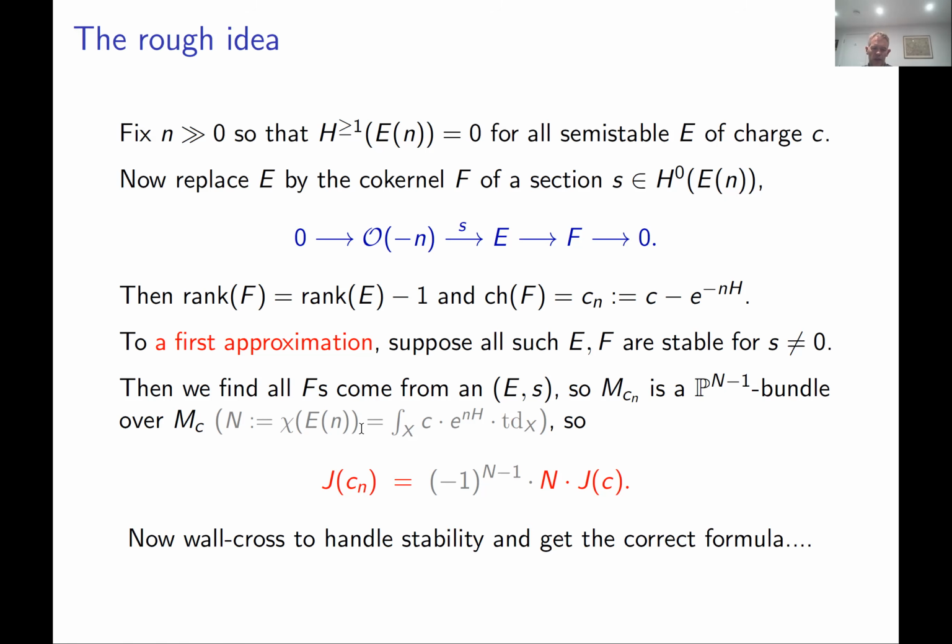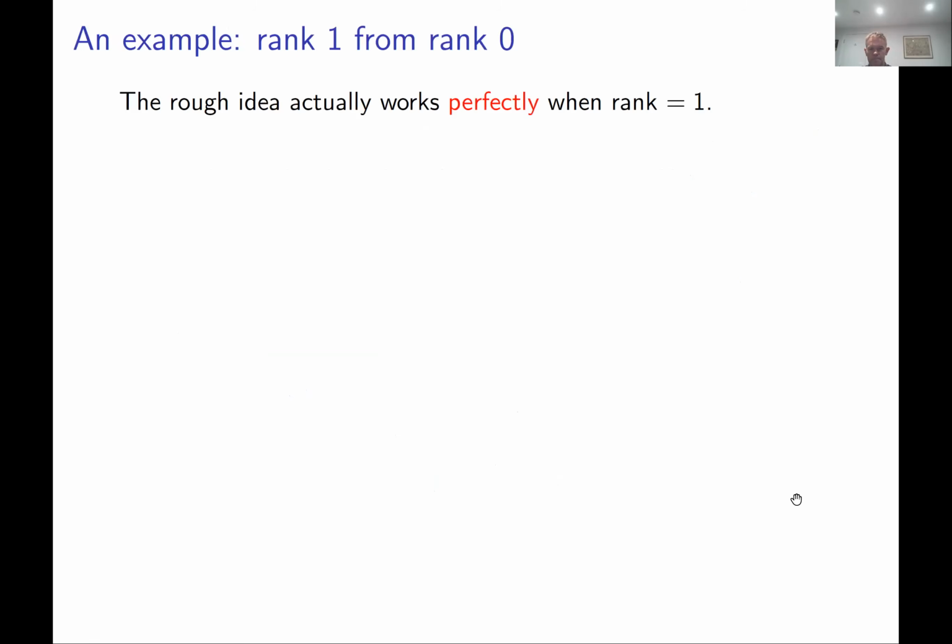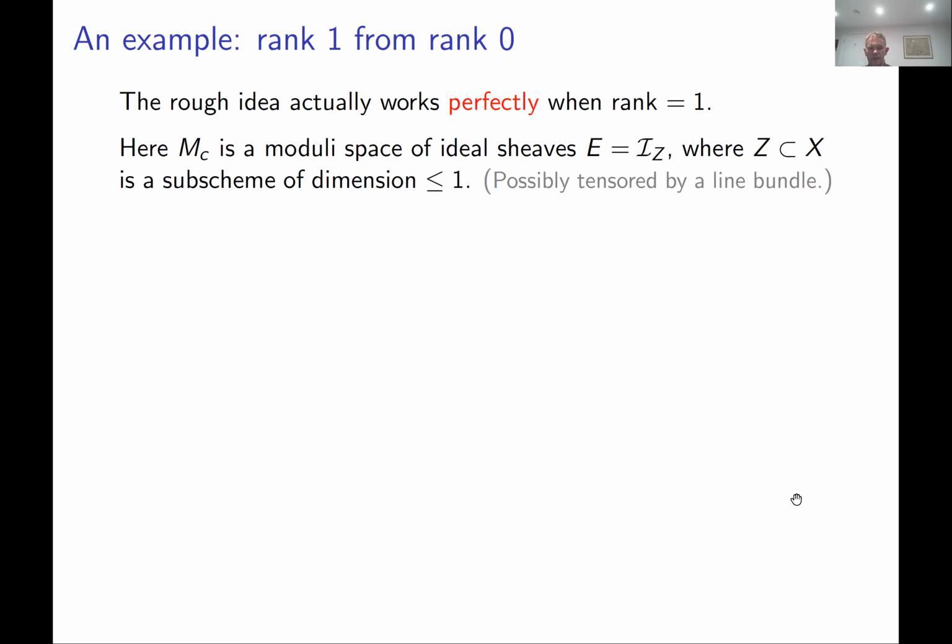And now what we're going to do is wall cross to handle stability and make this sort of fantasy come true. And when we do that, we'll get all kinds of corrections. And they'll be in some sense lower order terms, and we have to make that precise. And that's where we'll get a complicated induction going. So this sort of fantasy rough idea works perfectly in rank 1, so I can just tell you the answer there. So in rank 1, I'm interested in moduli spaces of ideal sheaves.